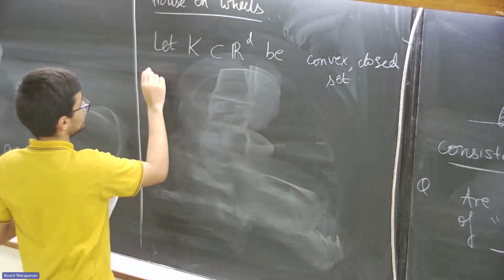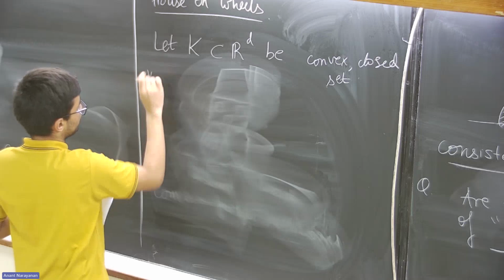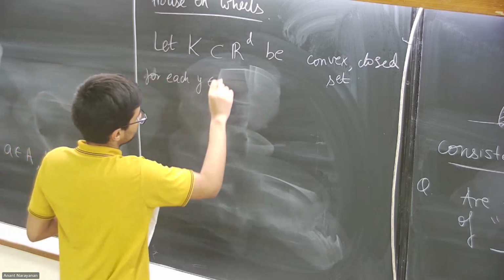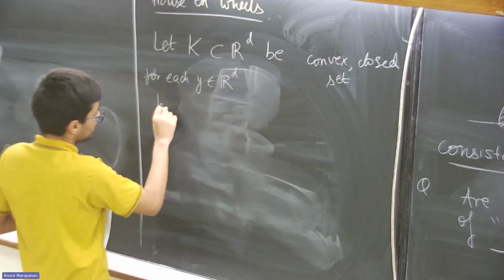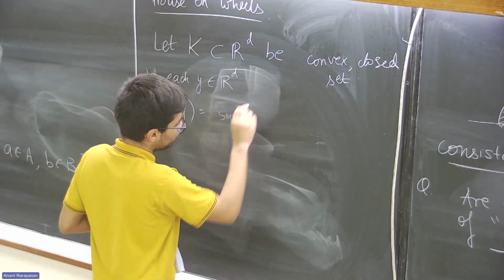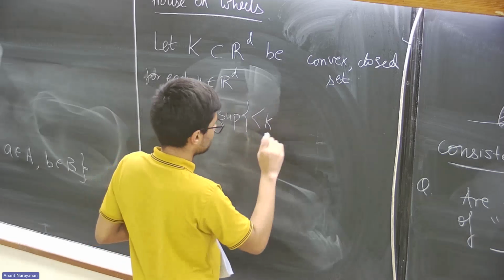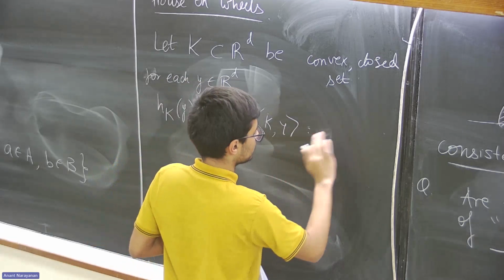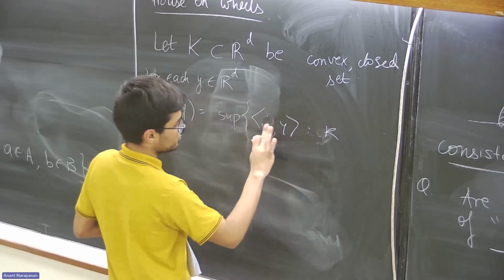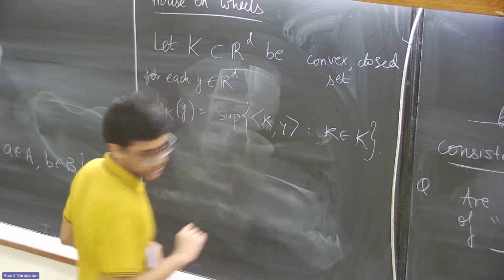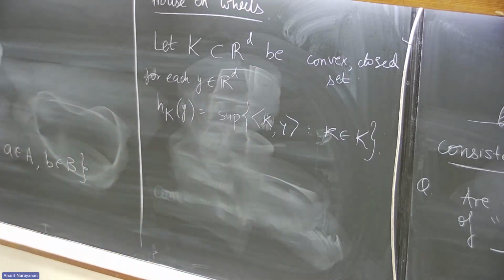So to define this, for each y in R^d, you define h_K of y as the supremum over all inner products of k with y, where k belongs to K.